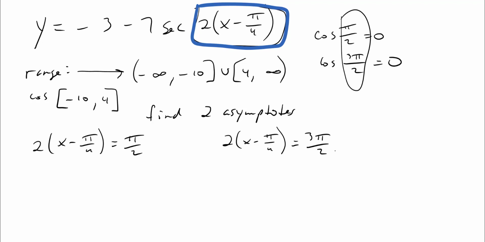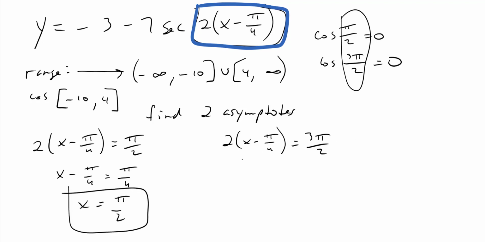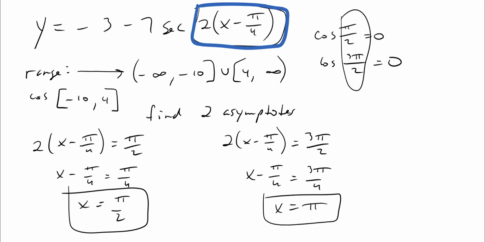So this is going to give me two equations. And if I solve this, I can multiply by 1 half, and I get x minus pi over 4 equals pi over 4, and then add pi over 4. So x is equal to pi over 2. Okay, so that's one equation. And same thing, I multiply by 1 half, so I get x minus pi over 4 equals 3 pi over 4, and add pi over 4, so x equals pi. Okay. So those are our two equations. So if I ask you for two equations, there you go. You're going to give me those two. X equals pi over 2, x equals pi.